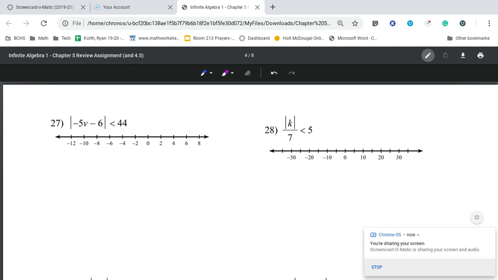Step 1, absolute value by itself. Absolutely. There are no operations happening outside our absolute value. So we have negative 5v minus 6 less than 44.